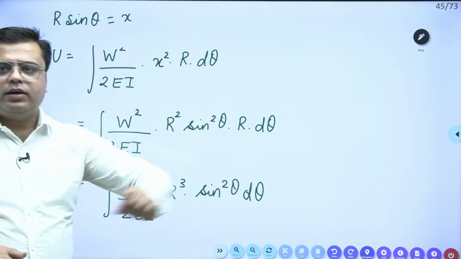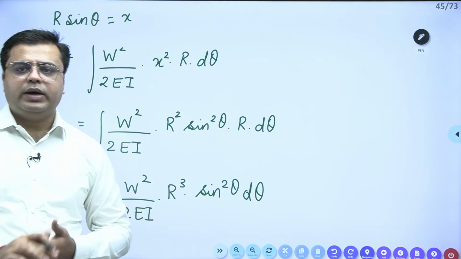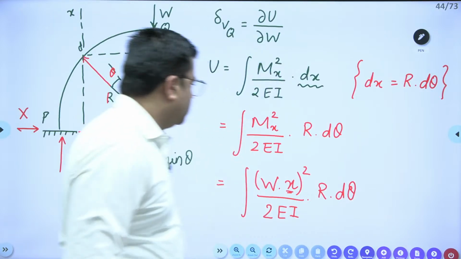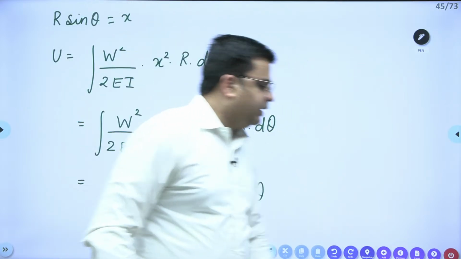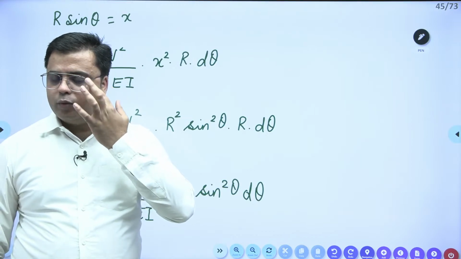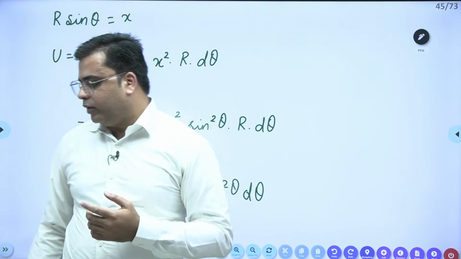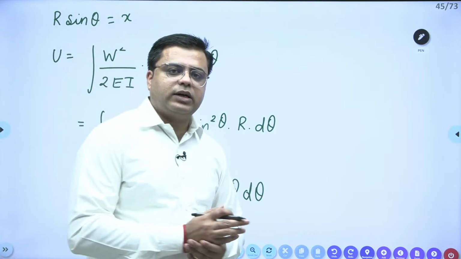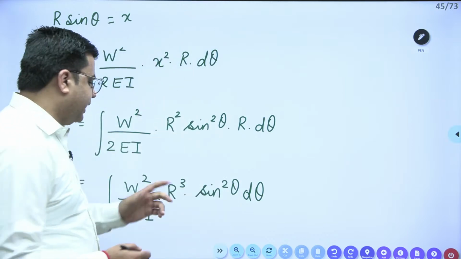Sir, when will we consider negative moment in this question? Whenever your moment is a hogging moment, that moment is considered as a negative moment, right? Also, whenever your moment is an anti-clockwise moment, in that case also you consider it a negative moment, right?